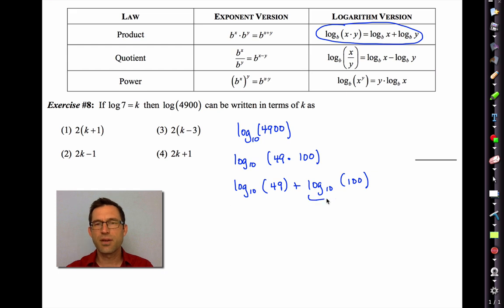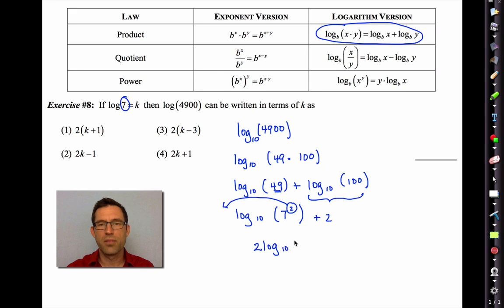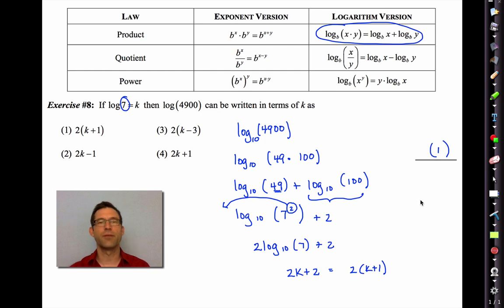Okay, now this, again, I can do something with. That's equal to 2. But what do I do with this, log base 10 of 49? Well, 7 and 49 have a relationship, right? And that relationship is the fact that 49 is 7 squared. But once I write it like that, I can then pop that exponent out and get 2 log base 10 of 7. But log base 10 of 7 is equal to k, so this is 2k plus 2, or in factored form, 2 times k plus 1. So choice 1. All right.